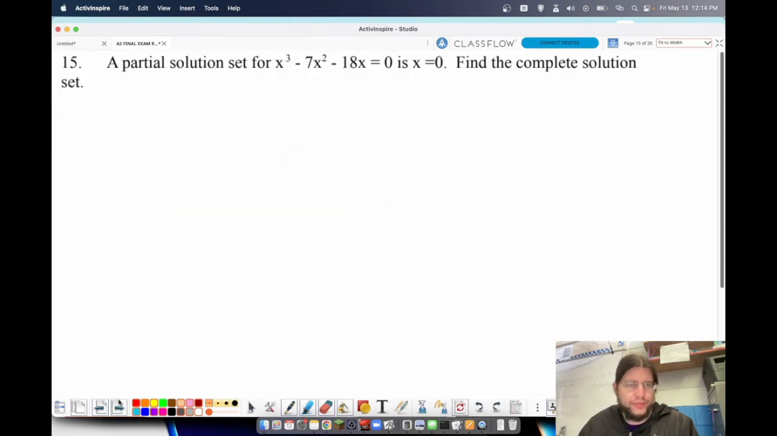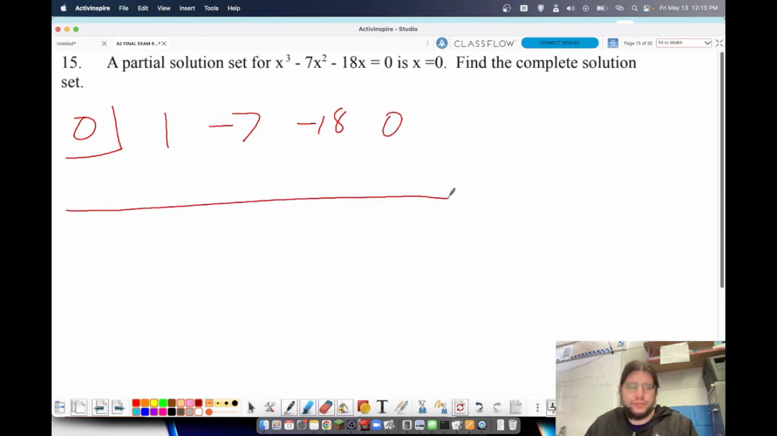Okay. All right, so it says we got a partial solution set and wants the complete solution set. Again, we got ourselves some synthetic division going on. It says x is 0. That's what we're going to use in the box. Write down our coefficients. We have no constant here, so I'm going to put a 0. 1, 0, negative 7, 0, negative 18, 0, 0.